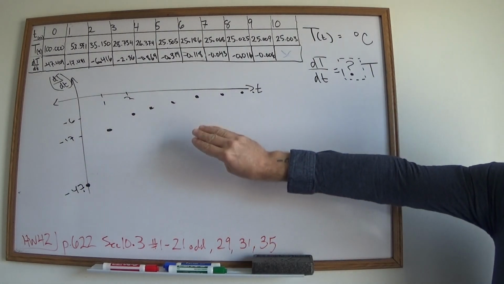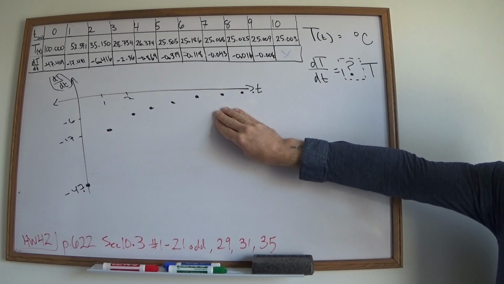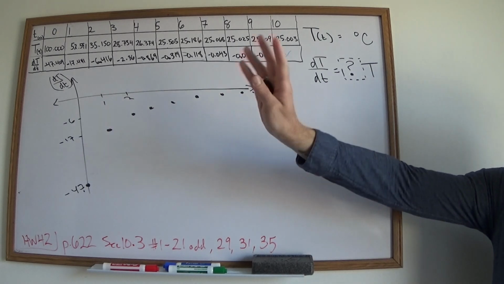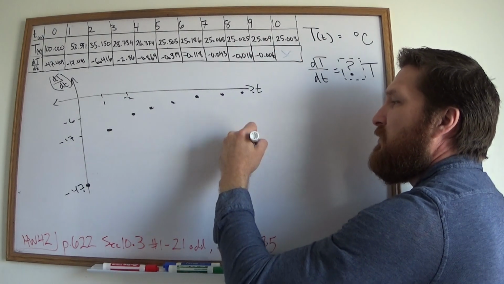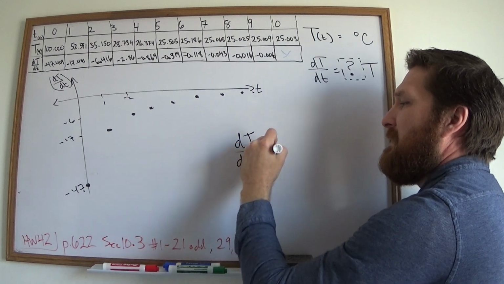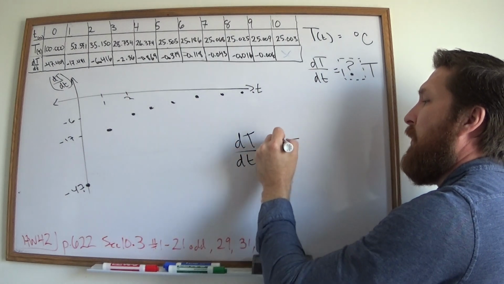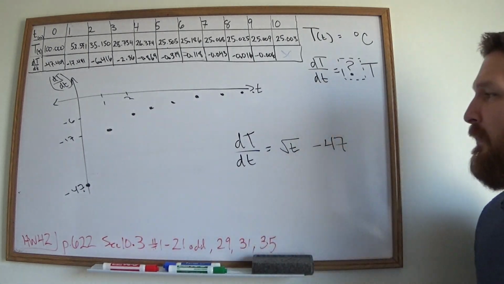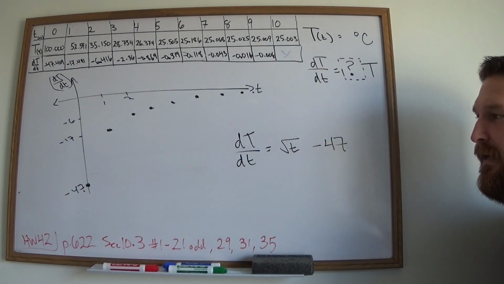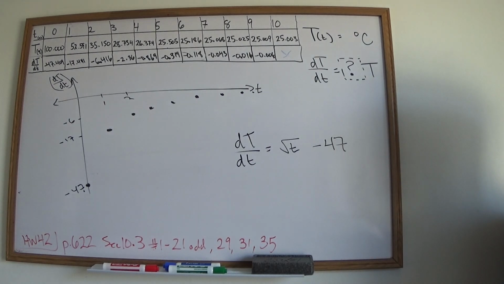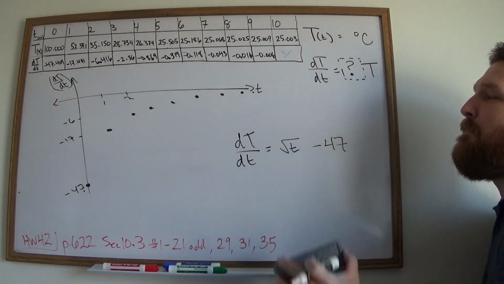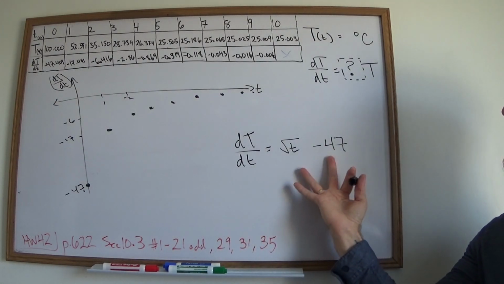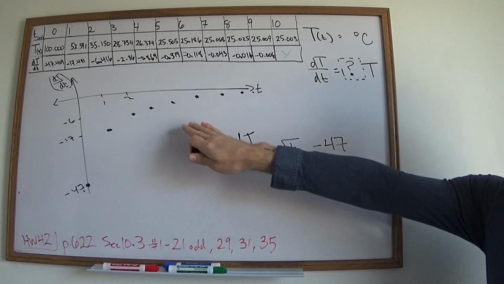But remember, this isn't what we wanted. This isn't going to give you a differential equation. Best case scenario, this gives you something like dt equals, I don't know, root t minus 47. Then you could integrate it, and then you'd have your function. But I'm telling you right now, that's not what this is. This is not even close. And so that would be best case scenario, that you do get an actual function out of this. But that's not what we want.